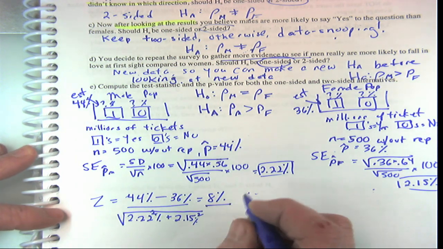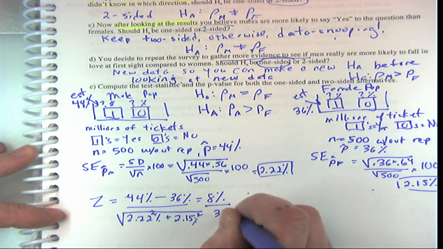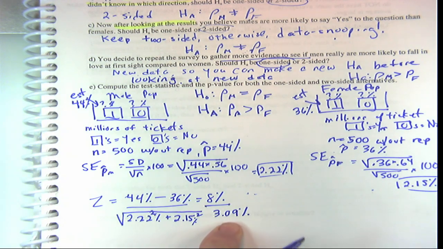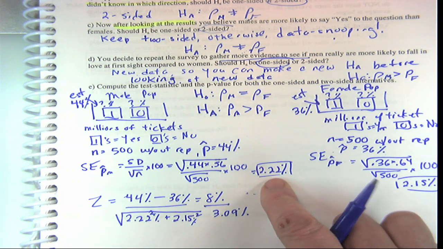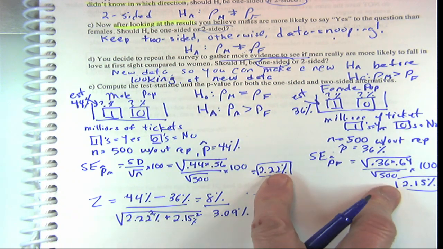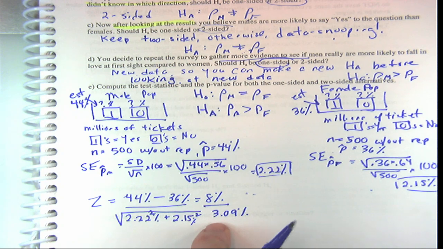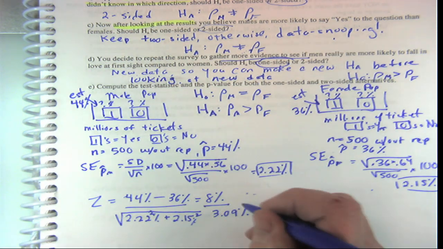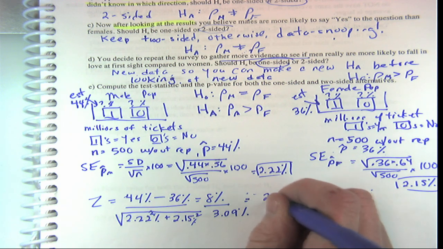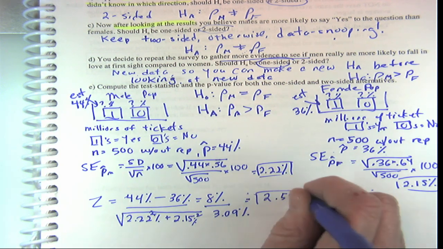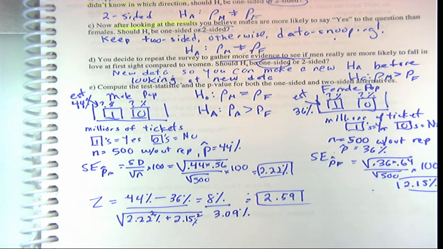And what is that? It's 8 divided by 3.09%. So this 3.09 is bigger than either one of these, bigger than the biggest one here, but smaller than the two added together. So make sure that's the case. I divided them, and I got 2.59. So that's a big z-score. That's a very big z-score.